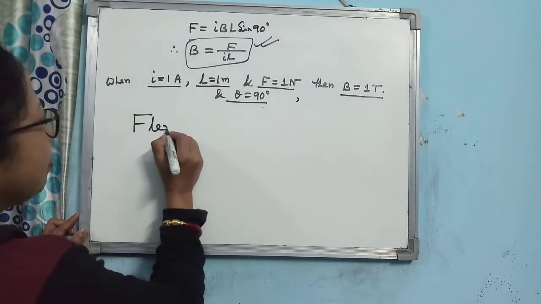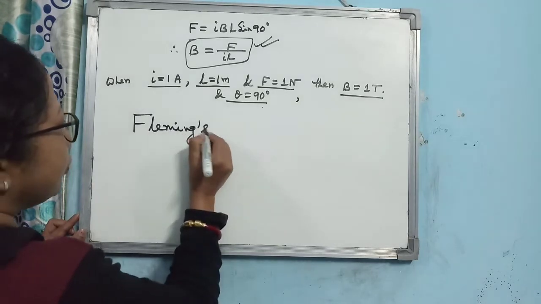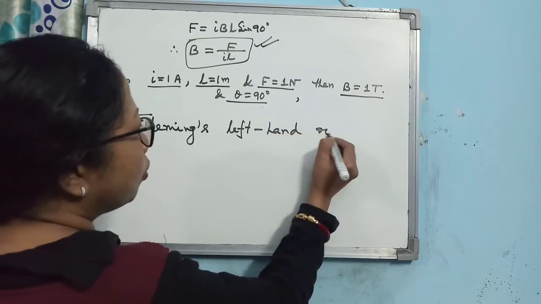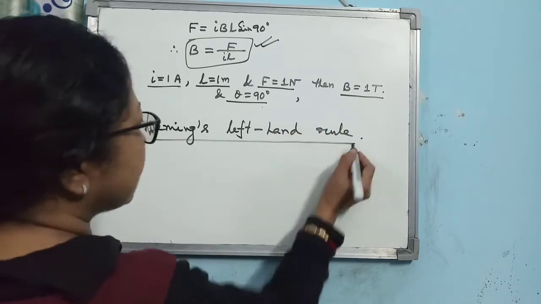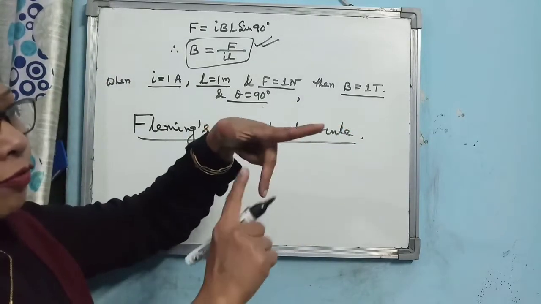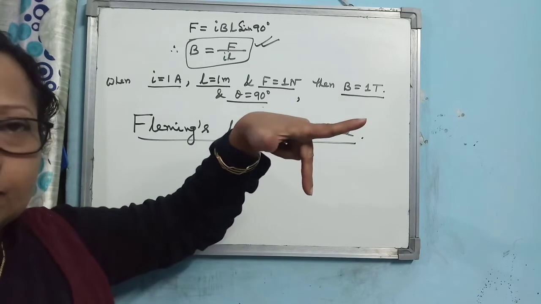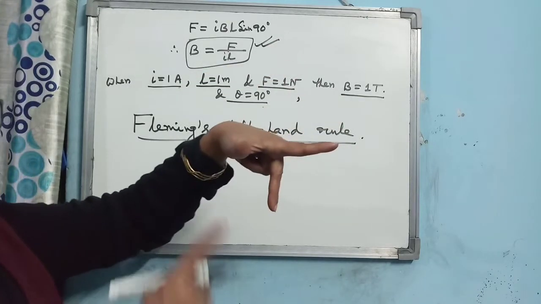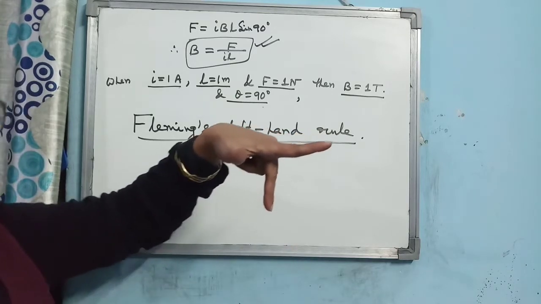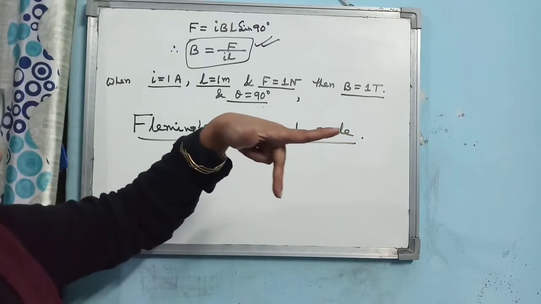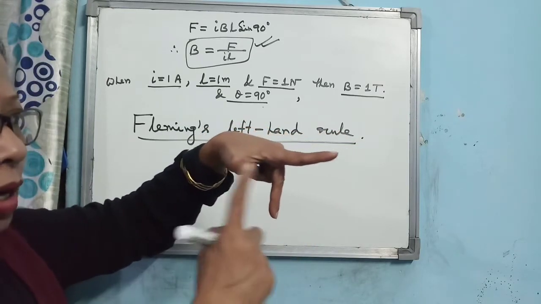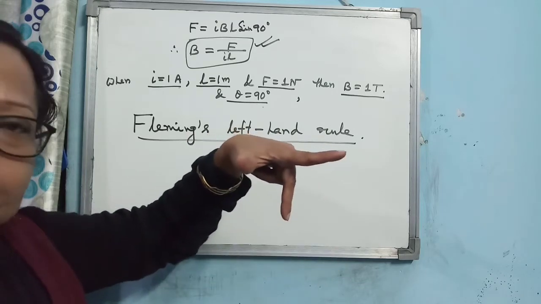Now, the diagram I will not draw. You too don't have to draw the diagram, but you should know how to apply it and what the rule is. What is Fleming's left hand rule? You take the first 3 fingers of your left hand: the thumb, the index finger and the middle finger. You place them so that all are perpendicular to each other. Is that clear?